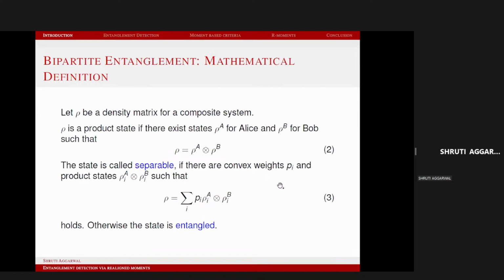If rho is a density matrix for a composite system, rho is a product state if it can be written in the tensor product form, where rho A is the state for Alice and rho B is the state for Bob. And a state is called separable if it can be written as a convex combination of product states. Otherwise, the state is entangled.